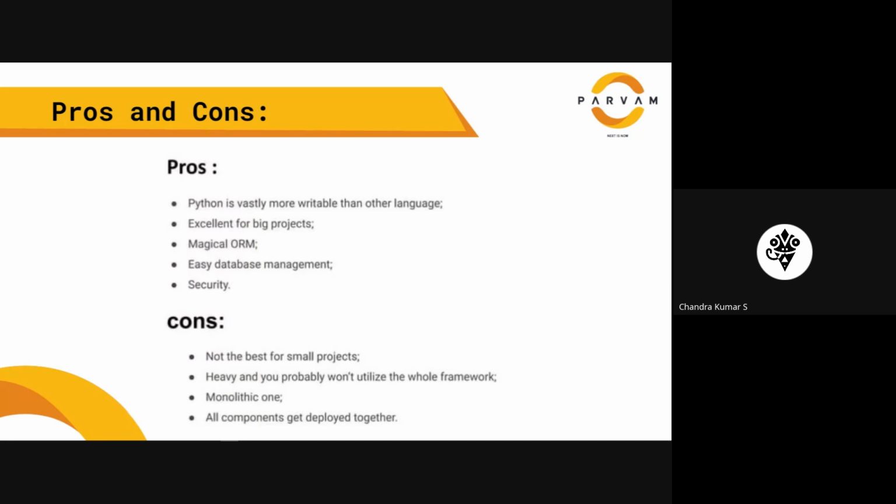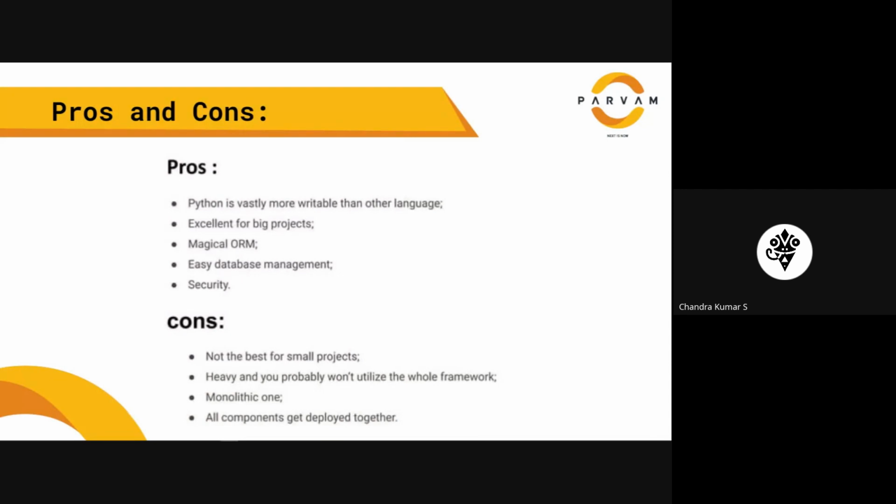ORM is the concept. If you are switching to a Django application, you don't need to learn query kinds of things like select queries, insert queries, MySQL queries. It's a predefined structure, so they have given an ORM model. You don't need to learn any queries, just the multiple methods.